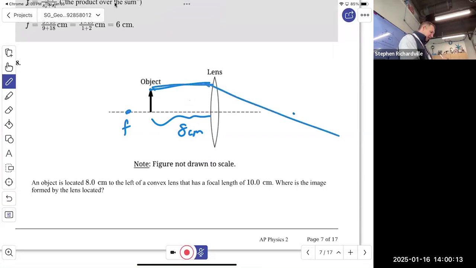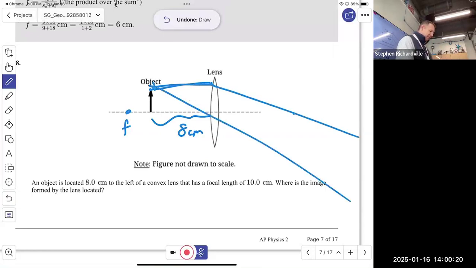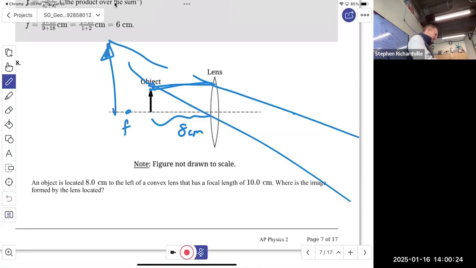Long story short, it's going to be back here. The point is, and this isn't very well drawn to scale, if you're ever inside the focal for a converging lens, it's the magnifying glass. The image is upright, virtual, and huge. Inside the focal for a converging lens, upright, virtual, and very big. So back on the same side.